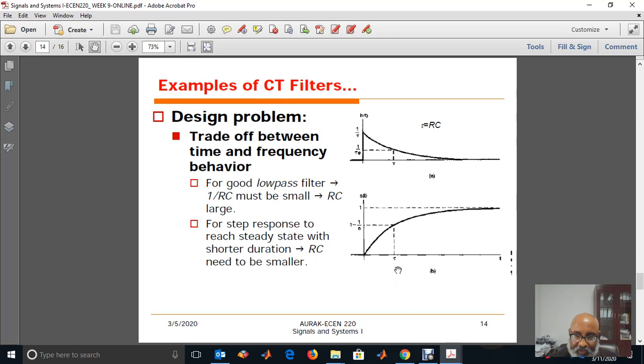At t equal to tau, at this time constant, the capacitor will be charged to 1 minus 1 over e. And tau equal to RC is called the time constant. And h of t, the impulse response, is given by this graph as a function of time.